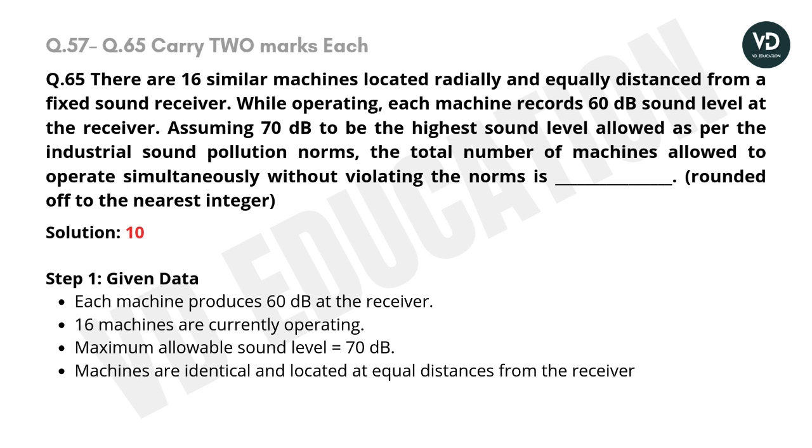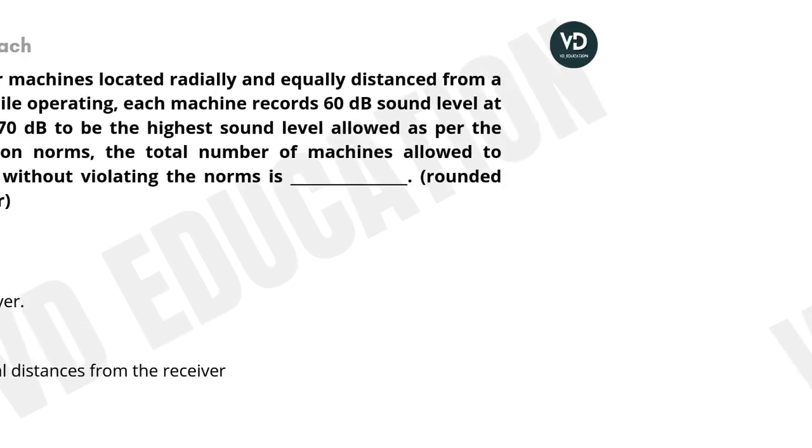So let's discuss the solution. First write down the given data. Each machine produces 60 decibel at the receiver. 16 machines currently operating. Maximum allowable sound level is 70 decibel. Machines are identical and located at equal distance from the receiver.